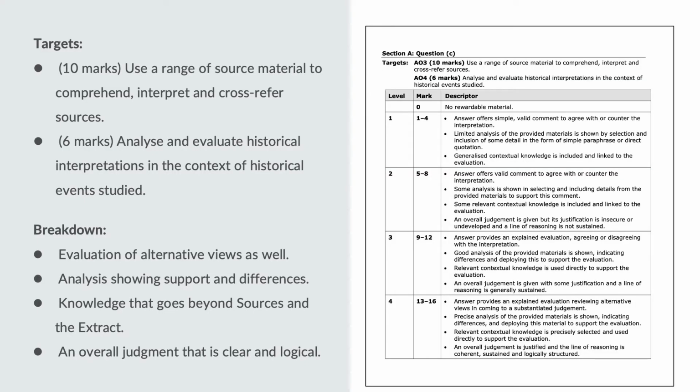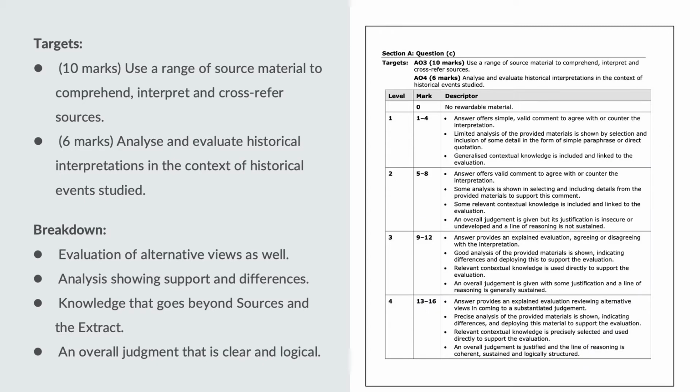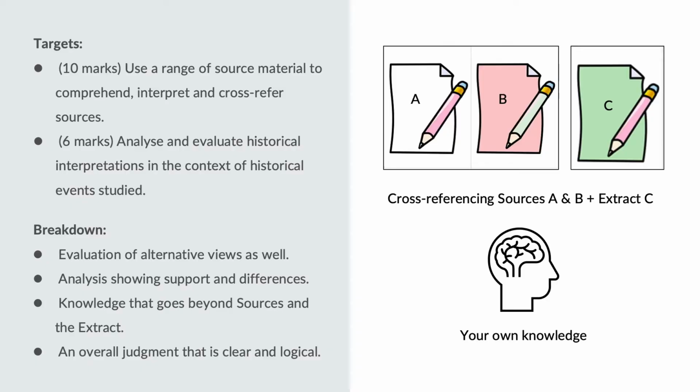This is the marking scheme for the C question. And one of the first things that I'll mention is that it has more moving parts than a Swiss chronograph. I mean, this is a little complicated. It's 16 marks, obviously, and there are different marks for different sections. The most important, I guess, is that 10 marks go to understanding those sources and specifically cross-referencing the sources. And up to 6 marks is through your analysis and evaluation of the historical interpretation.